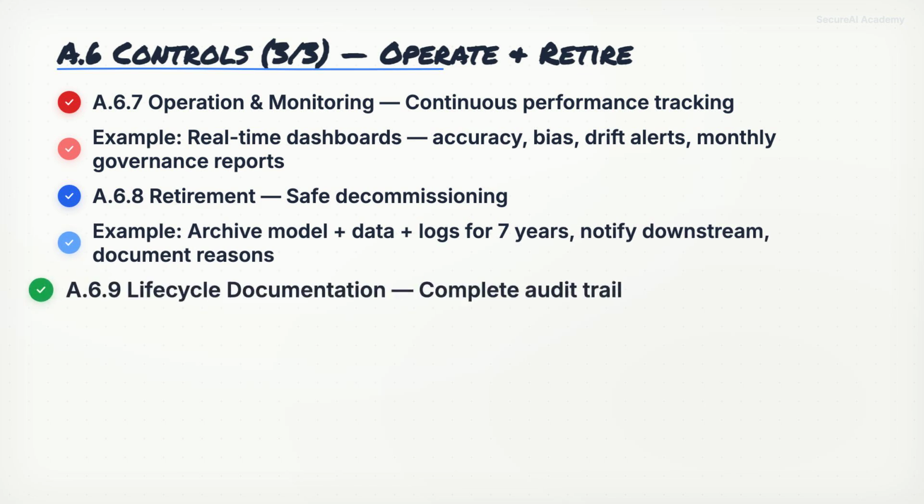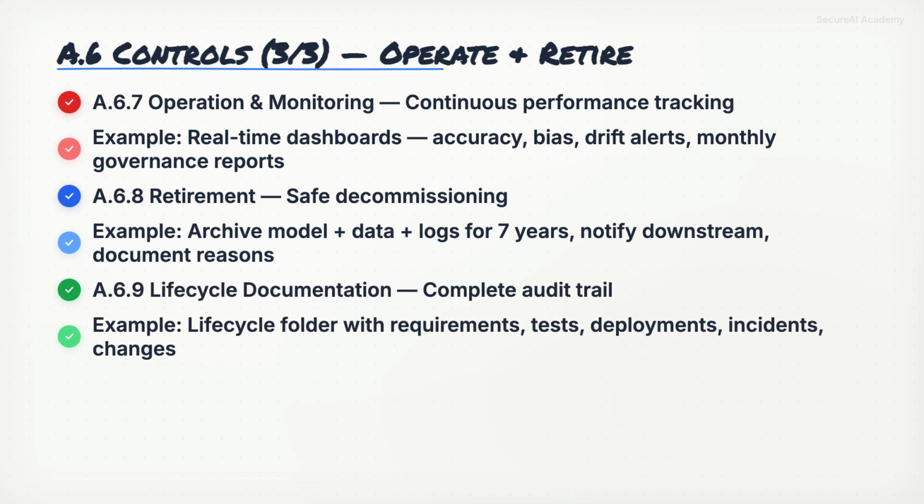Control 7. Operation and monitoring. Monitor running systems continuously. Example, the credit model is monitored with dashboards tracking accuracy, fairness metrics, prediction distribution, and input data drift. If accuracy drops below 80% or bias exceeds thresholds, an automated alert triggers a model review. Monthly reports go to the governance committee.